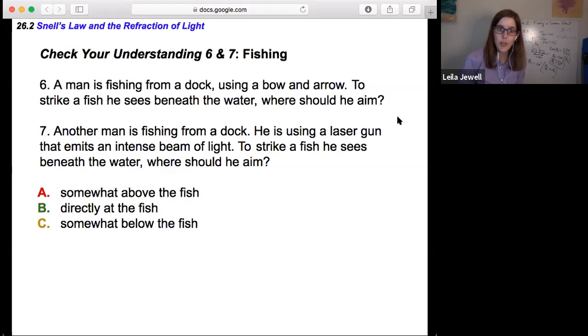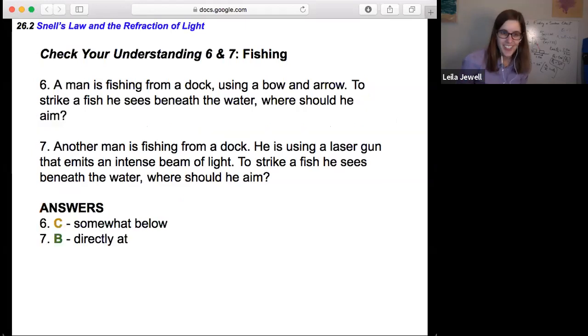So I want you to think about each of these, where the fisherman should aim. So go ahead and pause now. Did you do that? Okay. Trusting you. So for the bow and arrow, he should aim slightly below. The laser gun, he should aim straight at the fish.